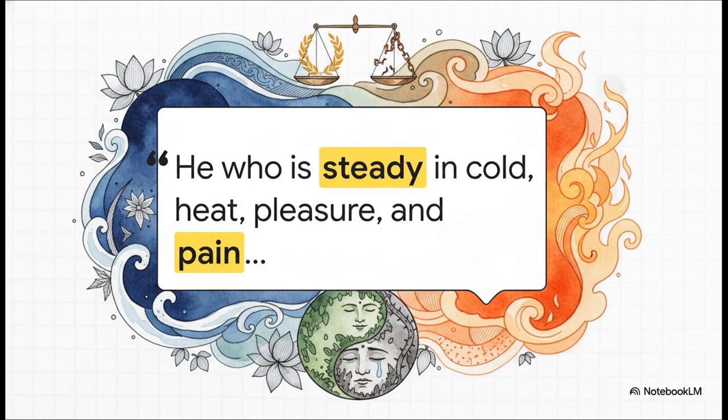They remain completely steady whether they're facing freezing cold or blistering heat, pleasure or pain. They are exactly the same in honor and dishonor. They're completely free from those endless, anxiety-inducing undertakings driven by rajas. They are, essentially, perfectly balanced.